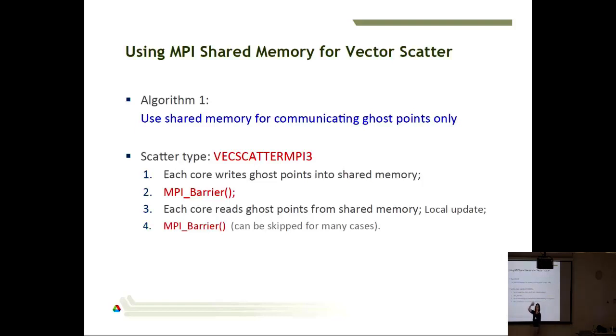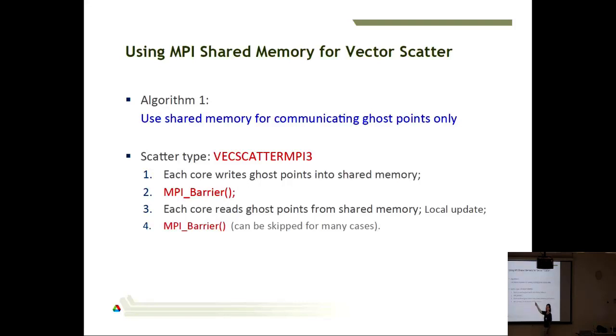We have to put an MPI barrier there to make sure all cores finish the writing. And then each core can read it directly, because right now you don't have to wait and receive. You can just read the shared memory directly. And then finally, we have the other barrier. I put here that this barrier can be skipped, depending on where you call the VecScatter begin and end.